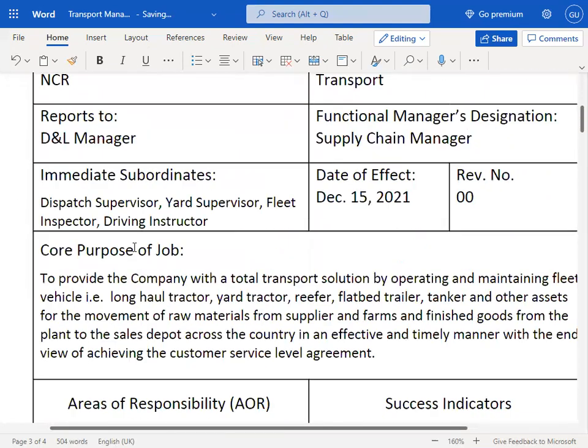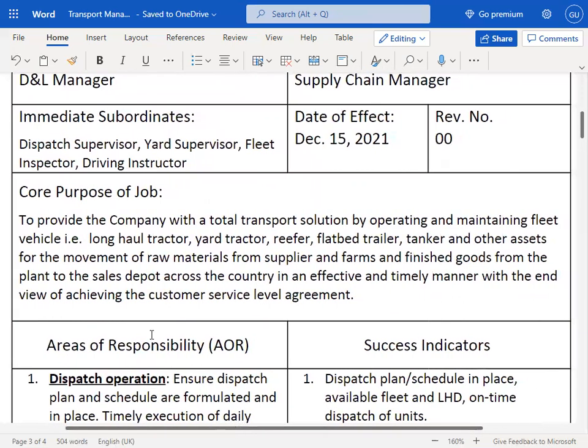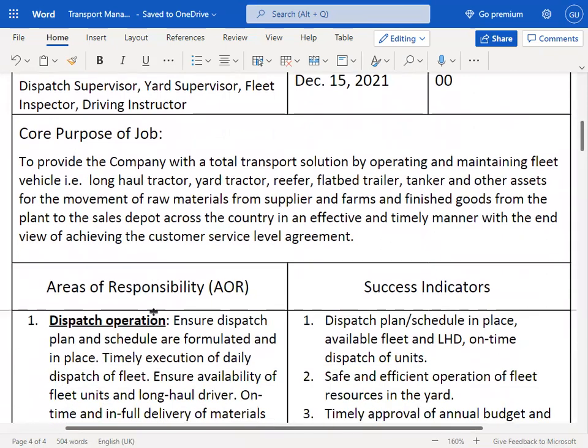Let me review. Core purpose of job: to provide the company with a total transport solution by operating and maintaining fleet vehicles. That is long haul tractor, yard tractor, reefer, flatbed trailer, tanker, and other assets for the movement of raw materials from suppliers and farms and finished goods from the plant to the sales depot across the country in an effective and timely manner with the end view of achieving the customer service level agreement.